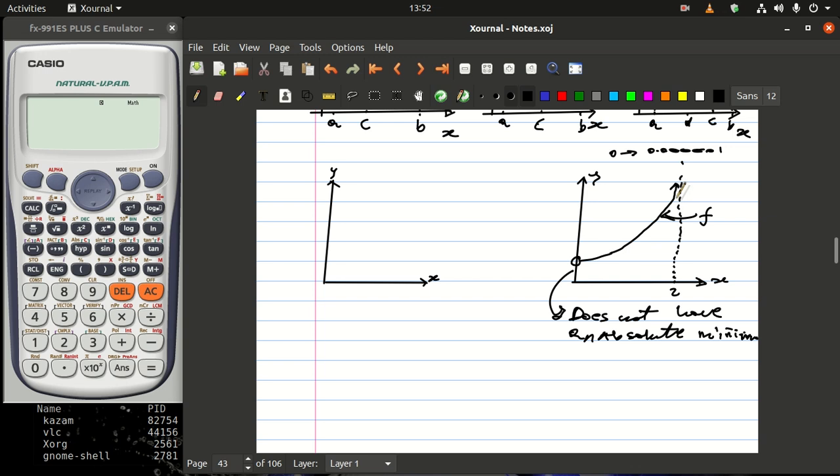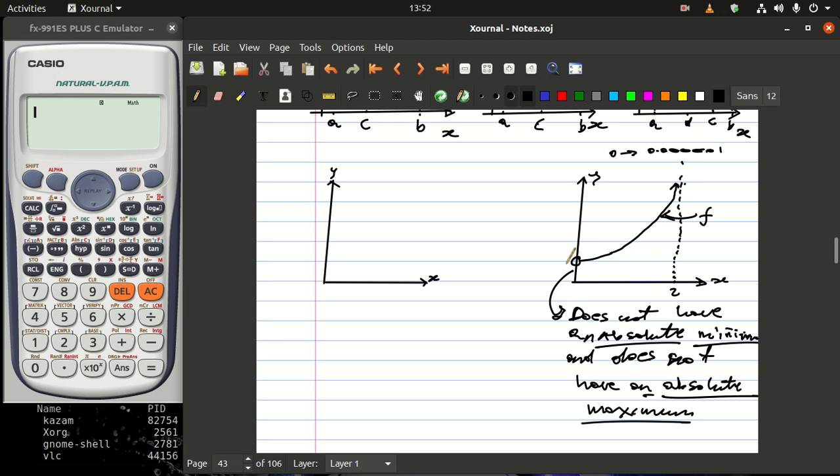So a function of this type does not have both the absolute maximum and the absolute minimum, because here is not defined, but this one keeps growing unboundedly, so we actually don't have a maximum there. So we don't have an absolute maximum, we don't have an absolute minimum, because here is not defined, and also at that point it is actually growing unboundedly.